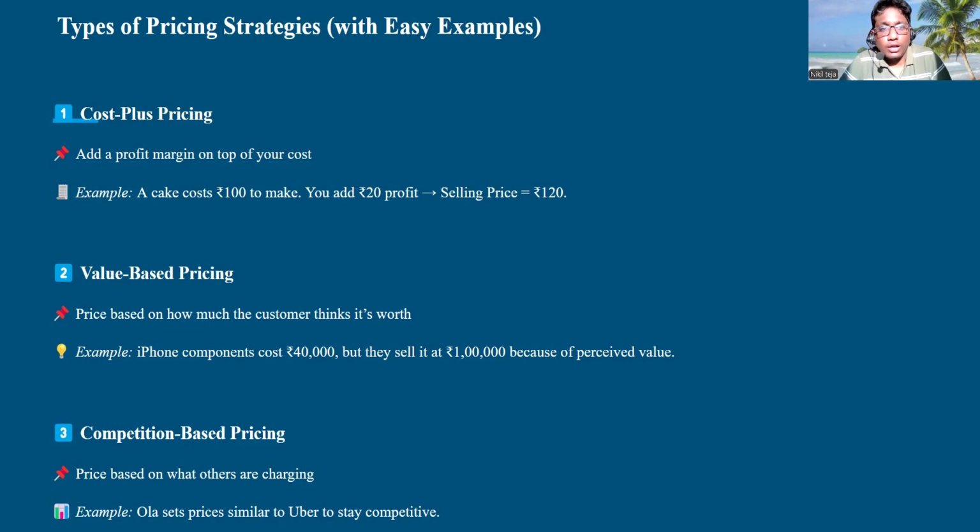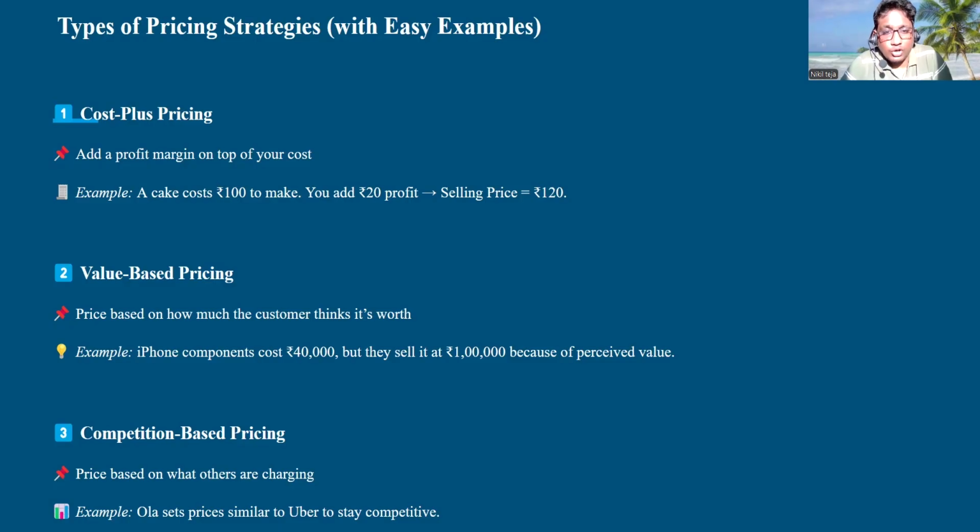Value based pricing. Price is based on how much the customer thinks it's worth. Based upon customer perception and the worth of the product, they will decide the price. They will be deciding the value of the product, customer perception of the product. Price based on how much the customer thinks it's worth. As simple as that.